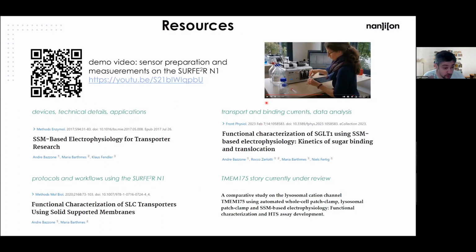So that was it from my side. I just wanted to highlight a few resources. There are two nice book chapters from 2017 and 2020 where you can dig into the SURFER technology in general, and also a publication just released this year which highlights more the data analysis part, also looking into pre-steady state currents, binding currents, and transport currents, and how to distinguish those. And the TMEM175 story is currently under review, so we hope that this will be released soon.